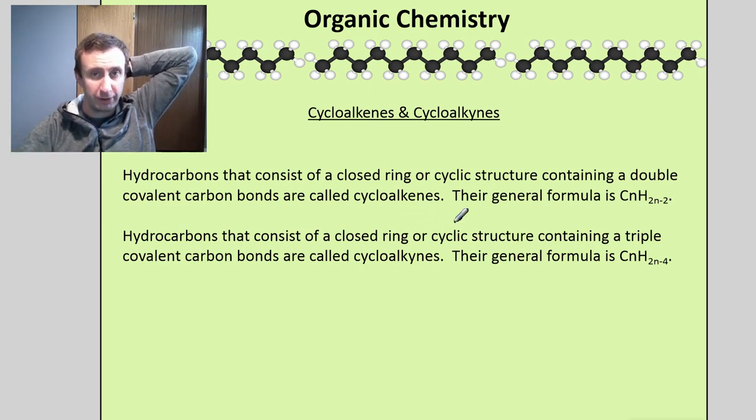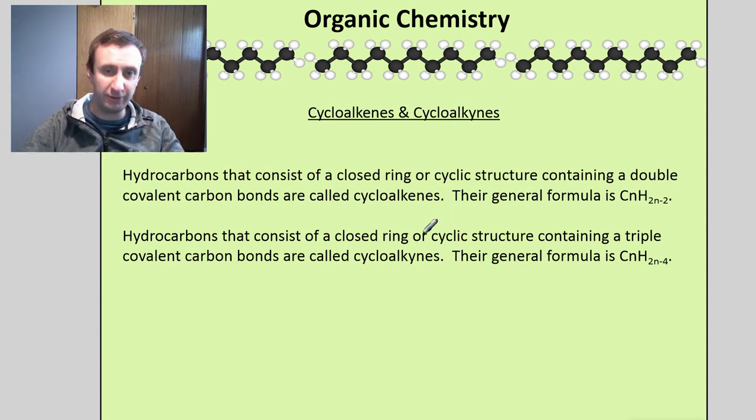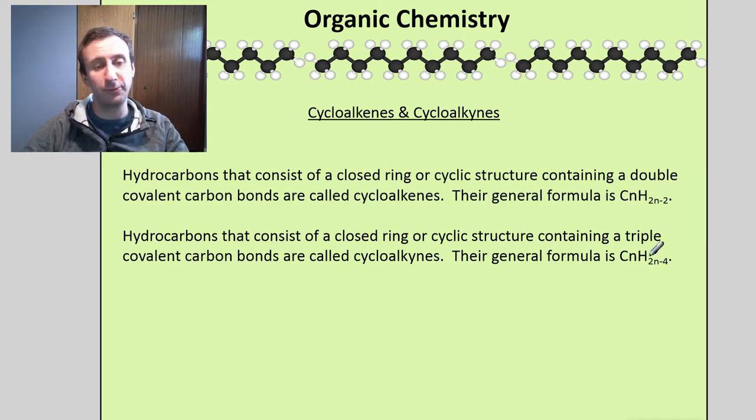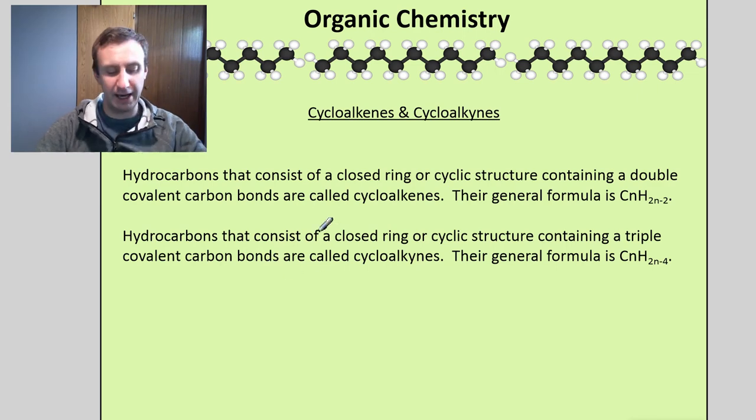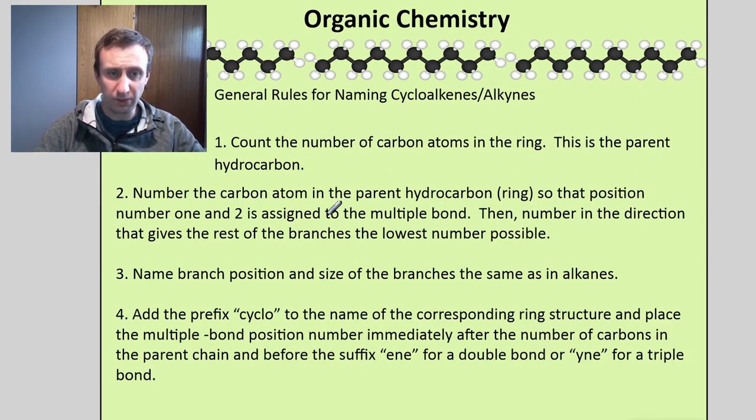So you could go clockwise or counterclockwise, but 1 and 2 for numbering have to be on either side of that double or that triple bond. When I'm dealing with a cycloalkene, the general formula is 2n minus 2. Cycloalkyne, it's 2n minus 4. So essentially for each thing, I'm losing 2 hydrogens, right? For a cyclo, I lose 2 hydrogens. When I have a double bond, I lose 2 hydrogens, and then a triple bond, I lose 4 hydrogens from the general formula. But naming, really not too bad.